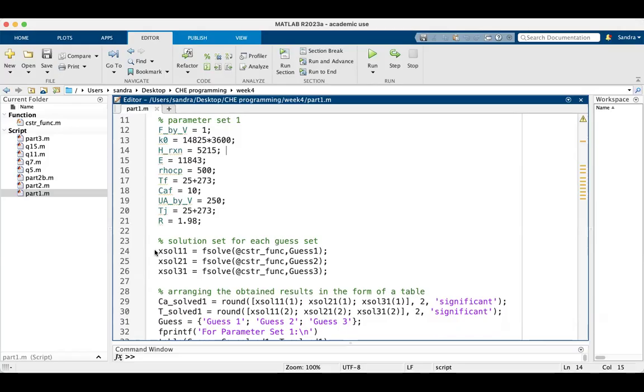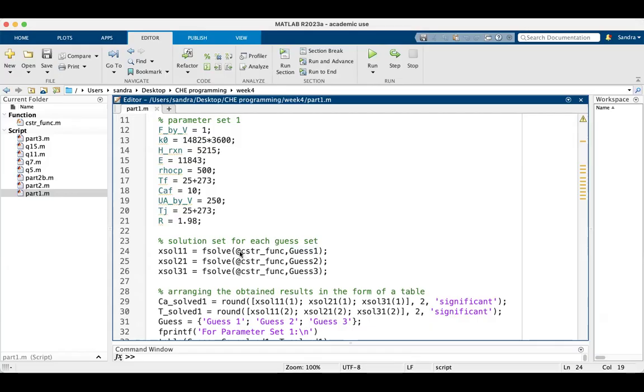Now what we are trying to do is solve. So the keyword for solving is fsolve. Then you give a function name, and the function has to be given with this at symbol. The at symbol means it's called an anonymous function basically. You're just telling MATLAB, this is the function that I'm trying to solve. And then you give an initial guess for the variables in that function.